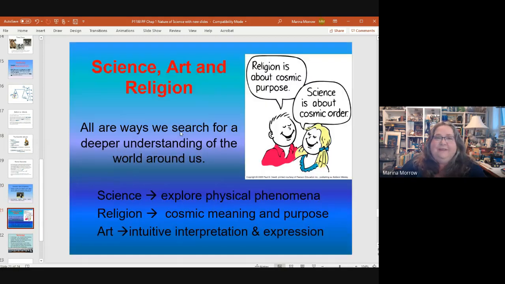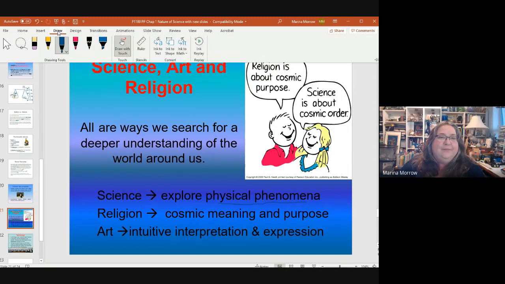And sometimes people think that science and religion don't get along. But that's not necessarily true, because they do have different purposes. Science is about exploring the physical phenomena, so the laws of nature. We scientists really believe there are laws. Whereas religion is about cosmic meaning and purpose.